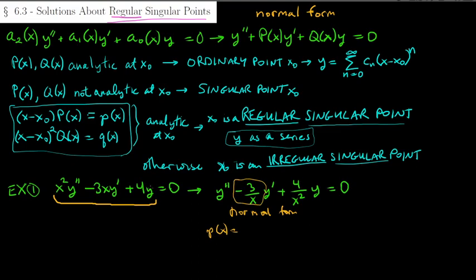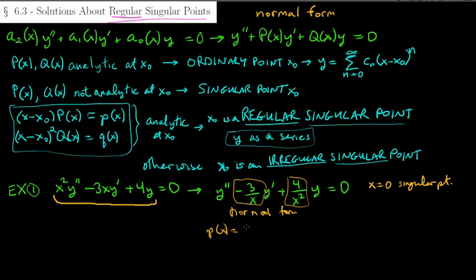So yeah, you can see that x equals 0 is not an ordinary point. Both capital P and capital Q are not analytic at x equals 0, so this is a singular point. X equals 0 is a singular point, right? So let's calculate this lowercase p of x here.